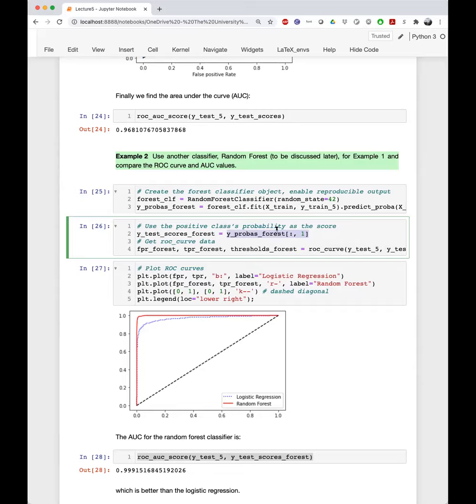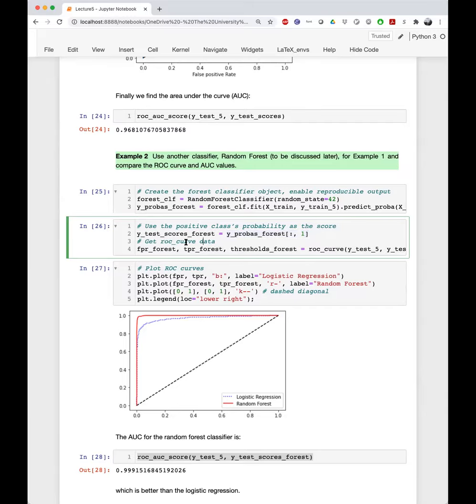But remember, we did it for the logistic regression. We have two numbers each row, right? One is, for example, 0.4, the other one is 0.6. So their sum is equal to 1. We do some similar things here. So the test scores are simply the probability for the positive class. So we take the second column.